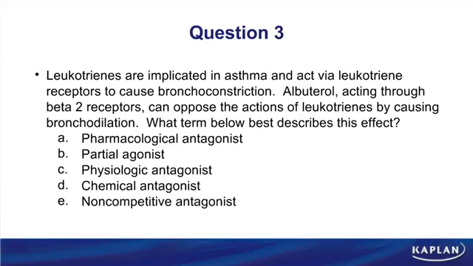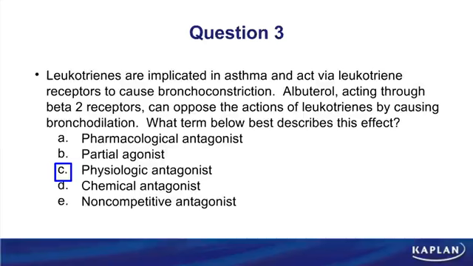If you go back earlier, we talked about the different types of antagonism. Leukotrienes have their own receptor. Albuterol has its own receptor. You have two receptors, and the two receptors do opposite things. A two-receptor system is what we call a physiologic antagonist. Choice C is the correct answer.